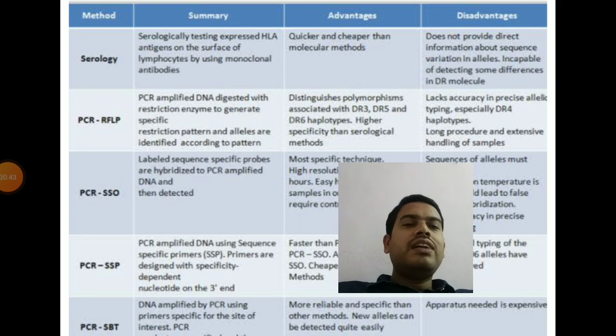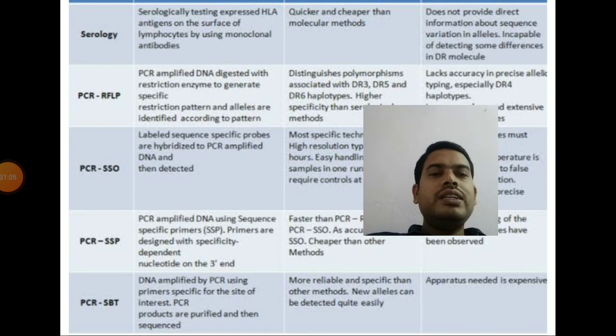Another disadvantage with this PCR RFLP is that it lacks accuracy in identifying precise alleles, especially DR4 haplotypes. So there is a problem with DR4 alleles. That is the major disadvantage of PCR RFLP.